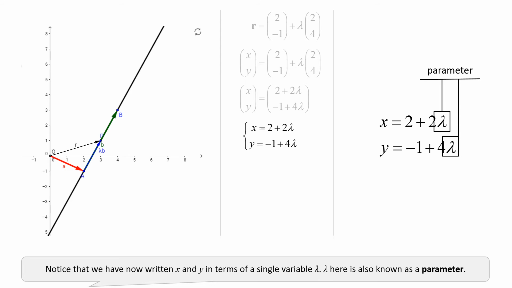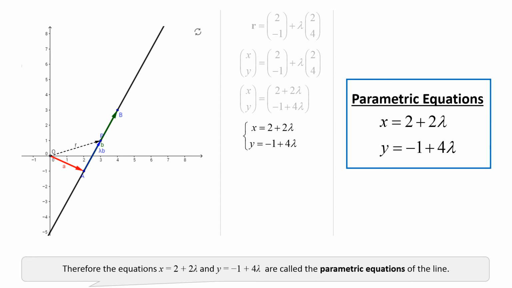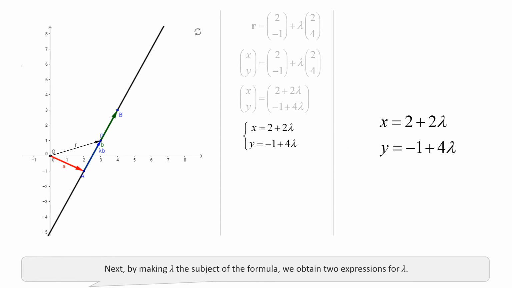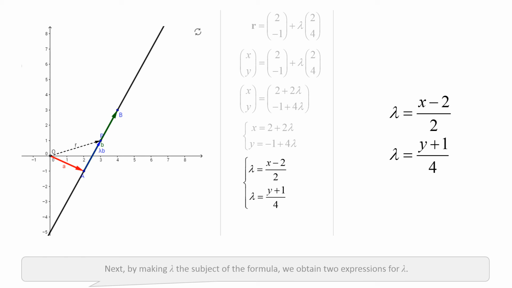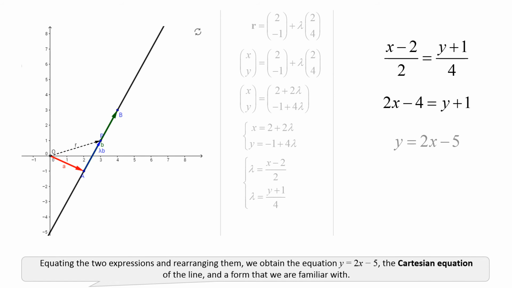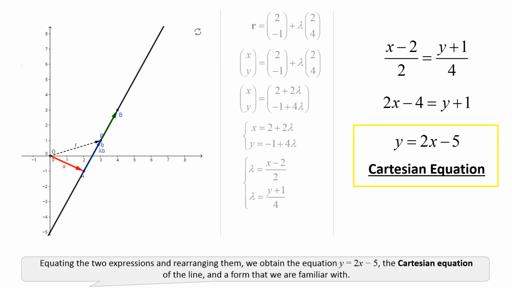Notice that we have now written x and y in terms of a single variable, lambda. Lambda here is also known as a parameter. Therefore, the equations x equals 2 plus 2 lambda and y equals -1 plus 4 lambda are called the parametric equations of the line. Next, by making lambda the subject of the formula, we obtain two expressions for lambda. Equating the two expressions and rearranging them, we obtain the equation y equals 2x minus 5, the Cartesian equation of the line, and a form that we are familiar with.